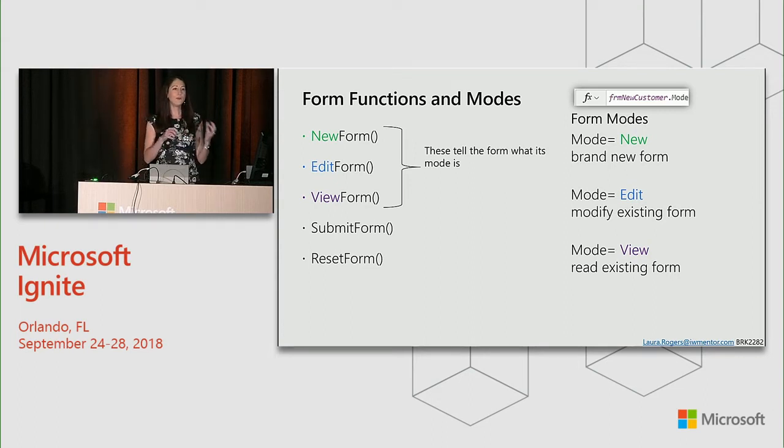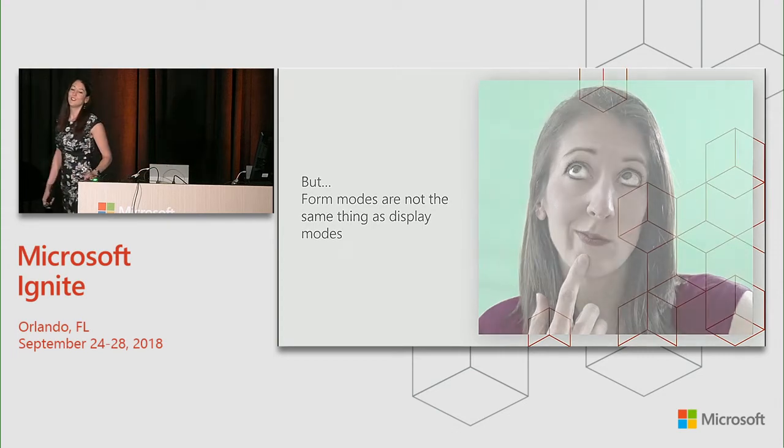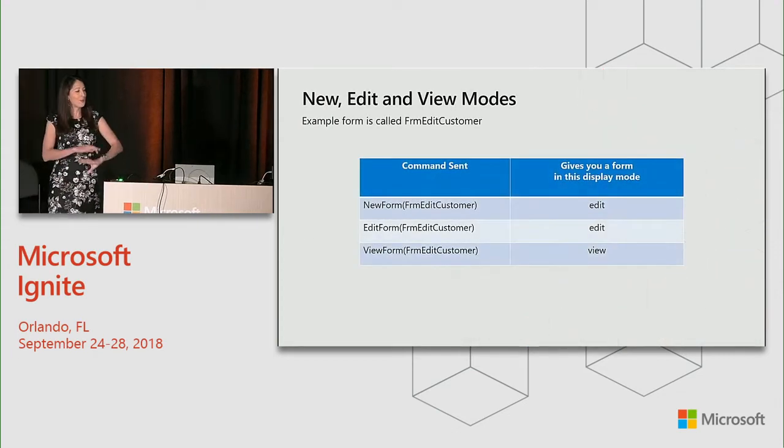So that's the name of the form, and so I do name of the form dot mode. To be able to reference and figure out what mode the form is in, that's where I can get to that. So new, edit, and view are those three modes. But it gets a little confusing because then you have this thing called a display mode. So form modes are actually not the same thing as display modes. I know this is a little confusing, so that's what I'm trying to break this down, because it's important to understand what these are and how they interact with each other to be able to start doing your logic.